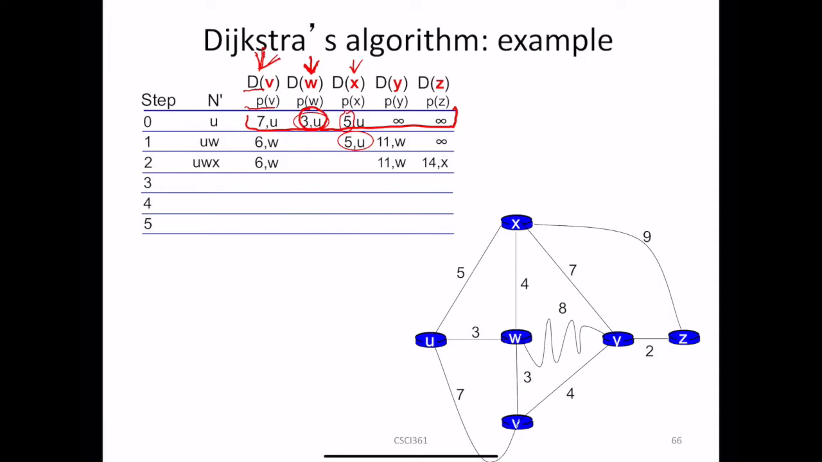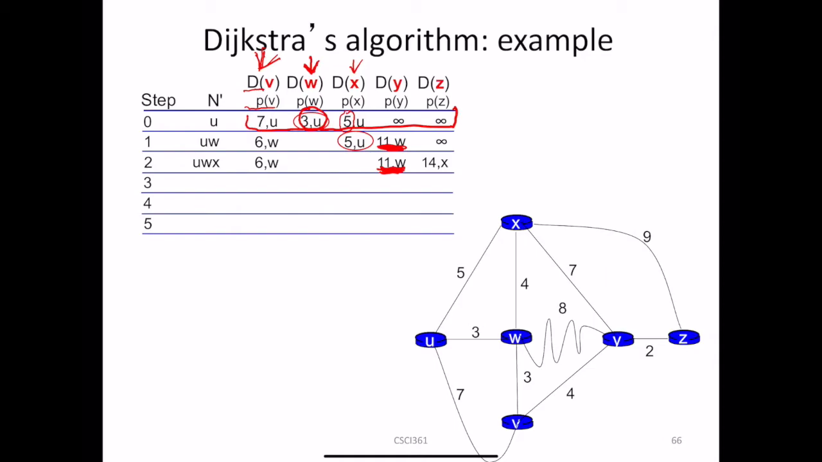Then let's see. If from U to Y through X, it will be UXY, and the path cost will be 5 plus 7 equal to 12. However, 12 is greater than 11. I mean, this one is the old value and this is the new value. Therefore, the updated value will be 11W as well.